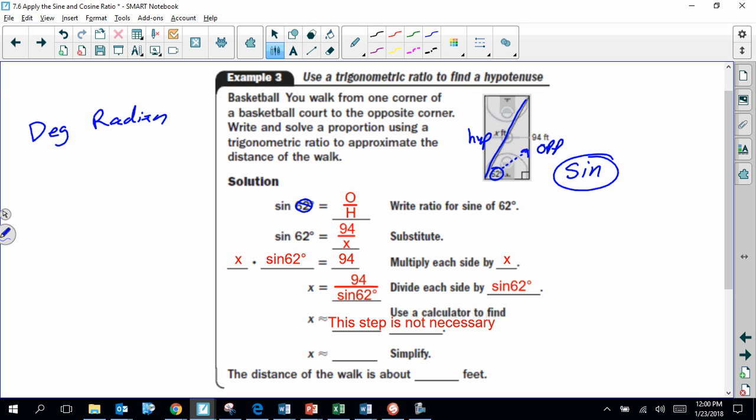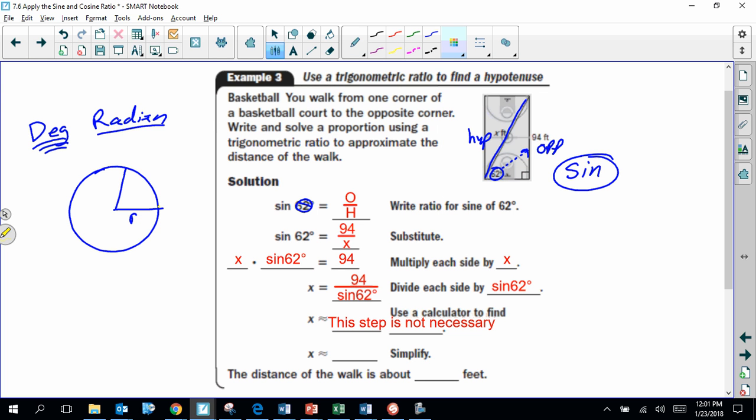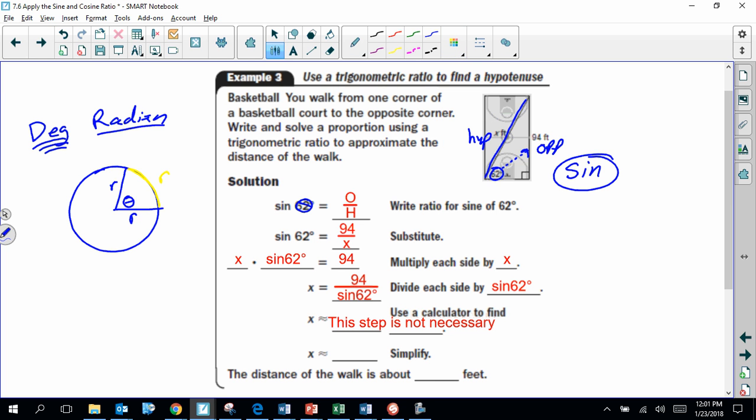types of angle measurements that we use. Degrees, everybody's very familiar with, 0 to 360. But remember, a radian is just a different way of measuring an angle. And 1 radian, the way that we define it, is if I take the length of the radius and I lay it along the circumference, the angle that's formed here, this is 1 radian.